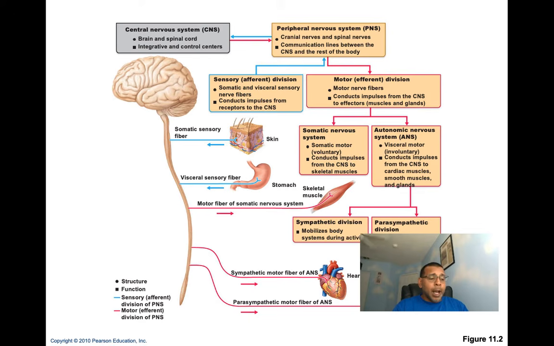Then the autonomic or involuntary nervous system is going to consist of visceral motor nerve fibers. And it's going to regulate the activity of smooth muscle, cardiac muscle, and our glands. Now, this autonomic nervous system, we cannot control.